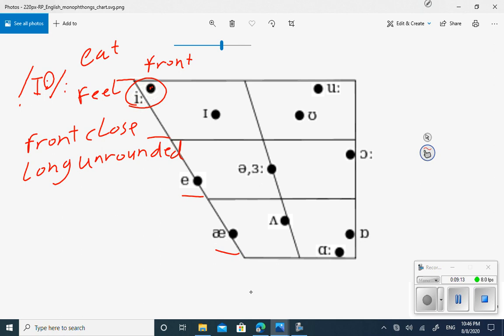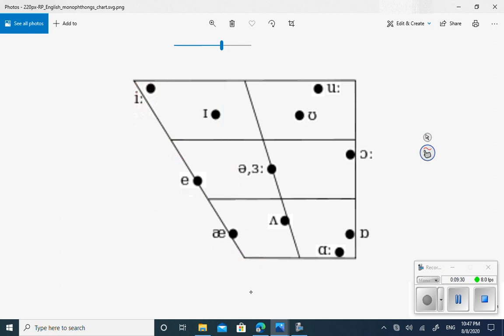Now, all of the vowels that we are going to talk about in this area are known as front vowels. Why are they front? Because we are using the front part of the tongue for their production. Now, the second vowel is a short vowel.